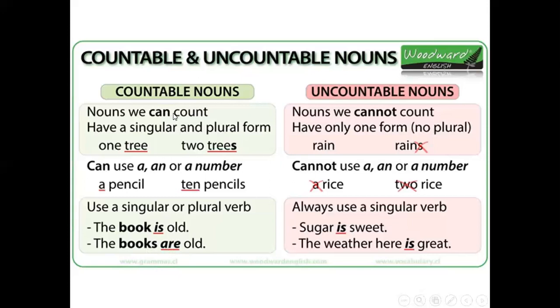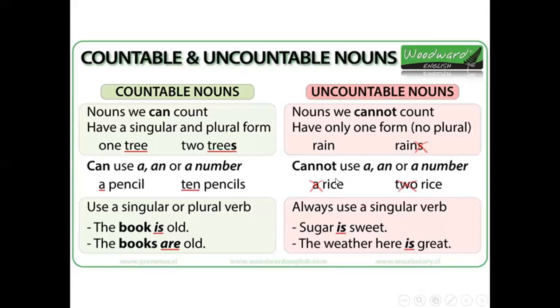So all of you understand what we mean by countable nouns? Okay. So we come to uncountable nouns. The uncountable nouns means the nouns which we can't count. So there is no plural form. We have a lot of examples. We have rain, so not rains, because rain is an uncountable noun. I can't use a or an or a number before the uncountable noun.